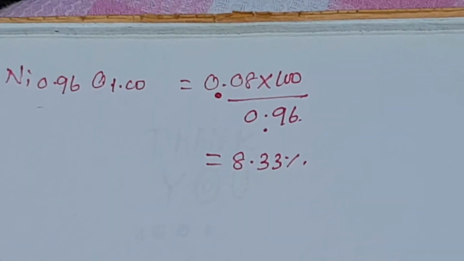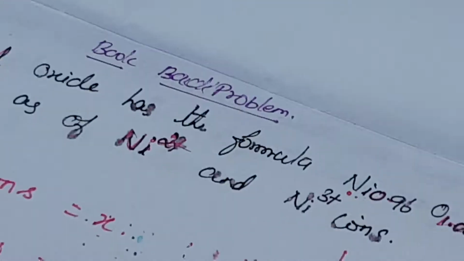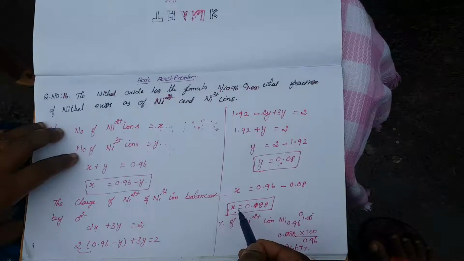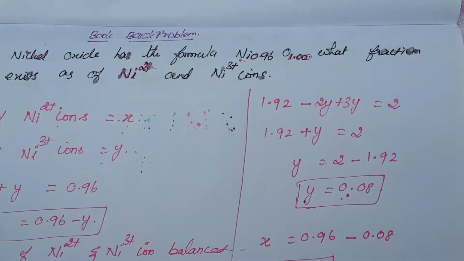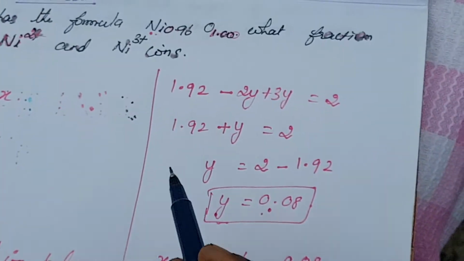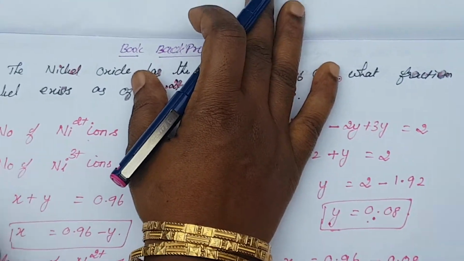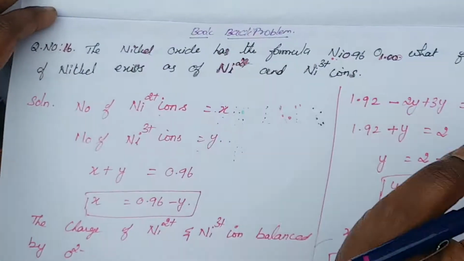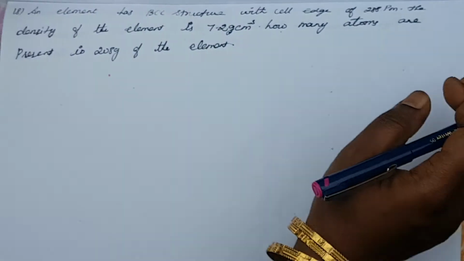So what is the fraction? x is the Ni 2+ ion, y is the Ni 3+ ion. The percentage is 91.67 for Ni 2+. So this is the first question. This question was asked last year in the half-yearly exam, so this is another important question.